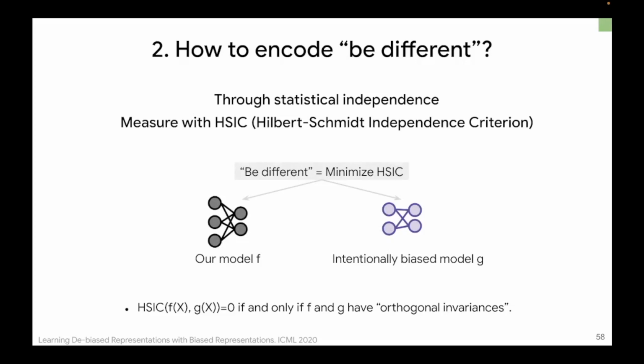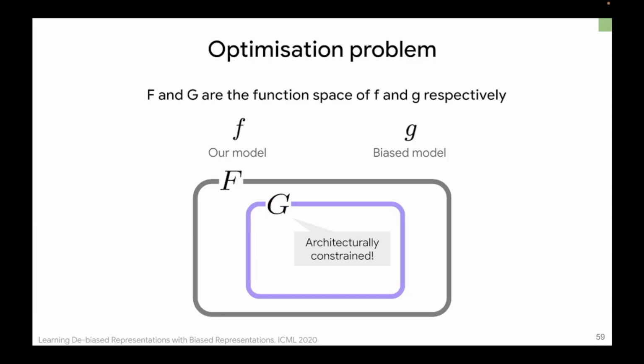Okay, so now the question is how to use this h-sig criterion for actually optimizing the models to be different. For that, we introduced this function space viewpoint for architectures. When we define a neural network architecture, we are actually defining a function space. For example, a function space defined by architecture ResNet 50 is a collection of all kinds of functions that can be parameterized with this architecture. And now we have a second subspace, which is architecturally constrained. What's important is that this intentionally biased, architecturally constrained model is encoding a subset of the original space.